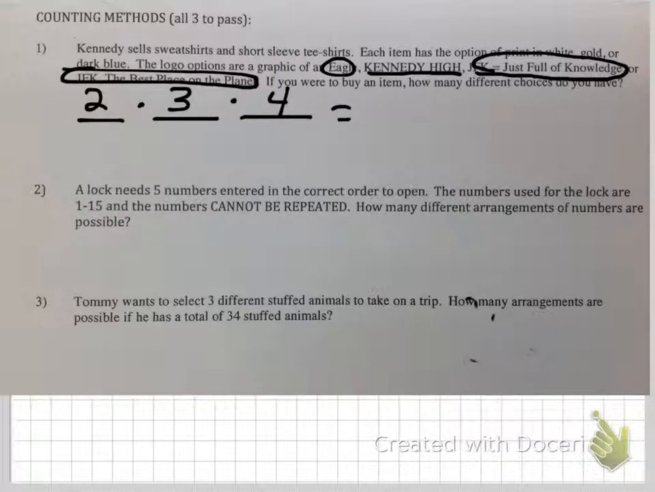So if I multiply all this together, 24. I would probably do the long sleeve t-shirt with gold print and JFK just full of knowledge would be my choice.